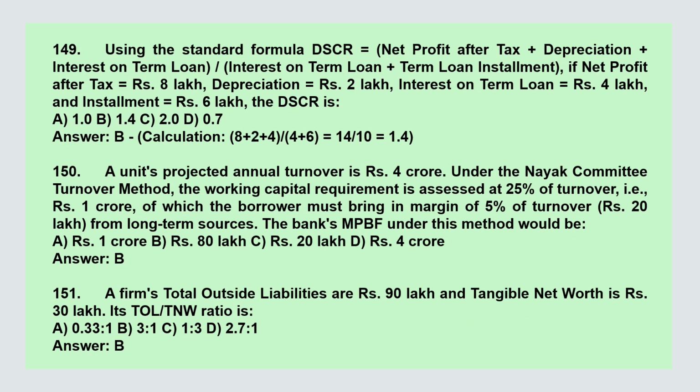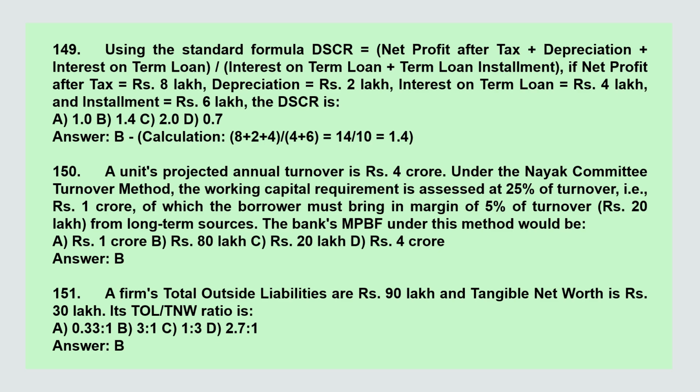Using the standard formula, DSCR = (net profit after tax + depreciation + interest on term loan) / (interest on term loan + term loan installment). If net profit after tax is rupees 8 lakh, depreciation is rupees 2 lakh, interest on term loan is 4 lakh, and installment is 6 lakh, the DSCR is answer B, 1.4.